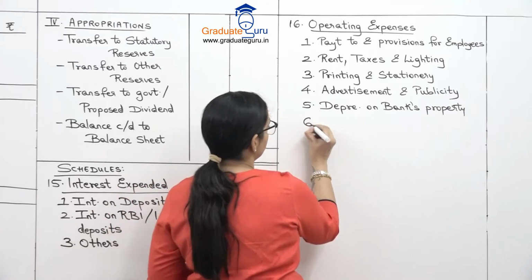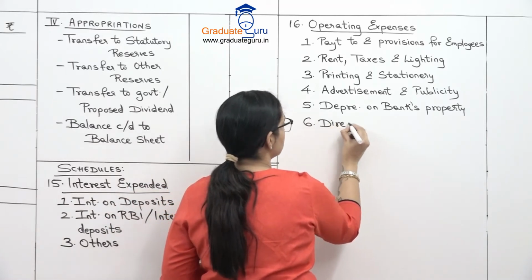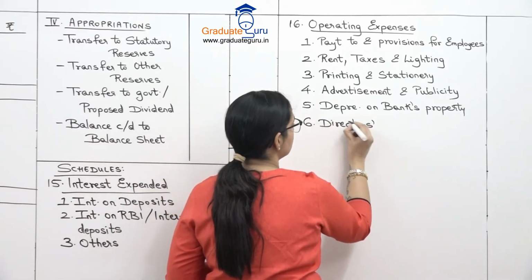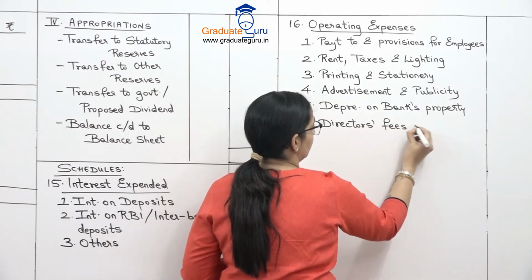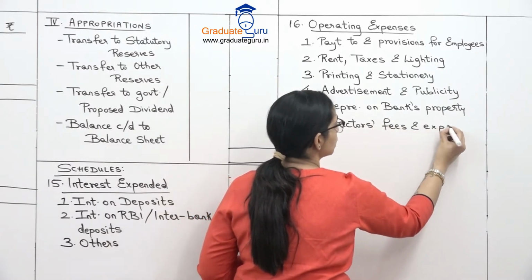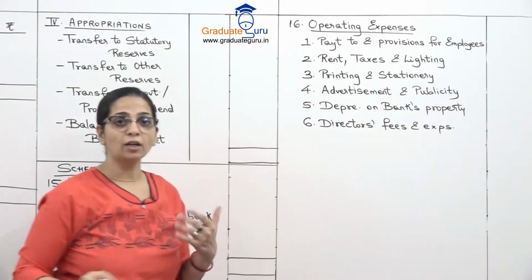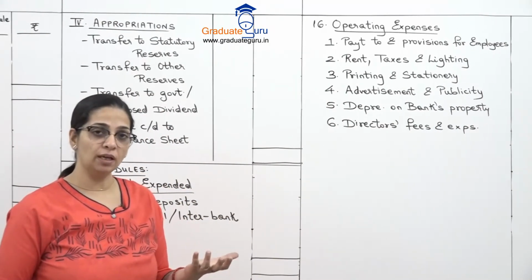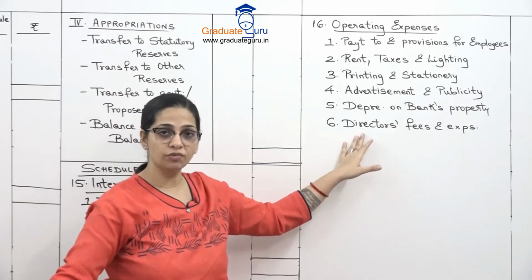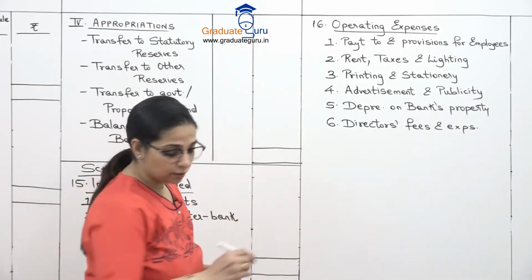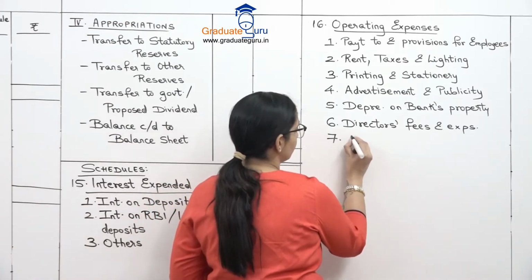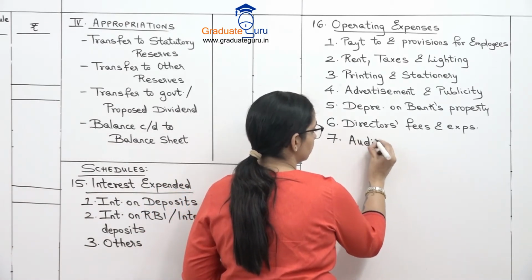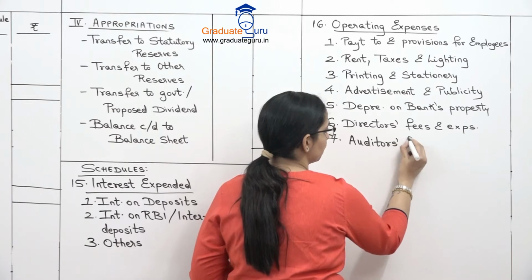Then we have directors' fees and expenses. Because a bank is also a company, bank also has directors and directors को जो भी हम amount pay करते हैं, that is shown under directors' fees and expenses. Then we have similarly auditors' fees and expenses.